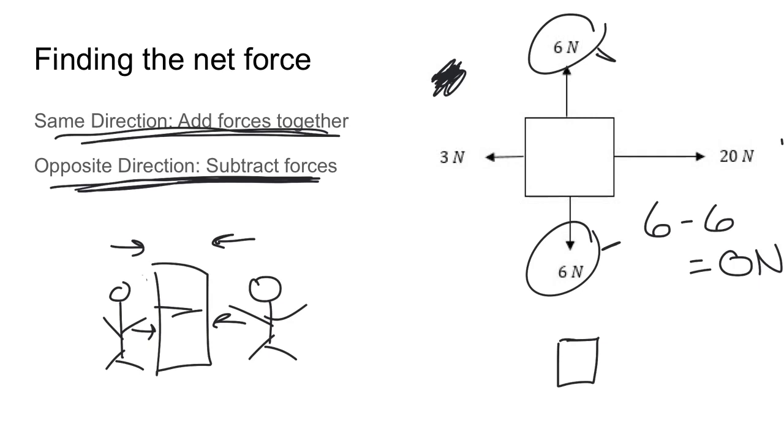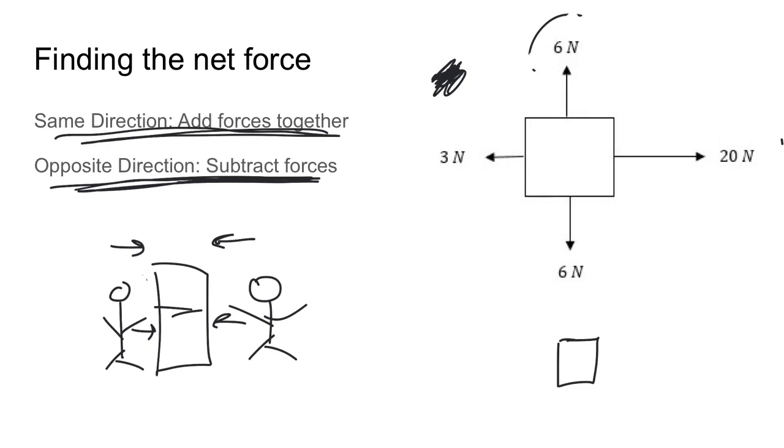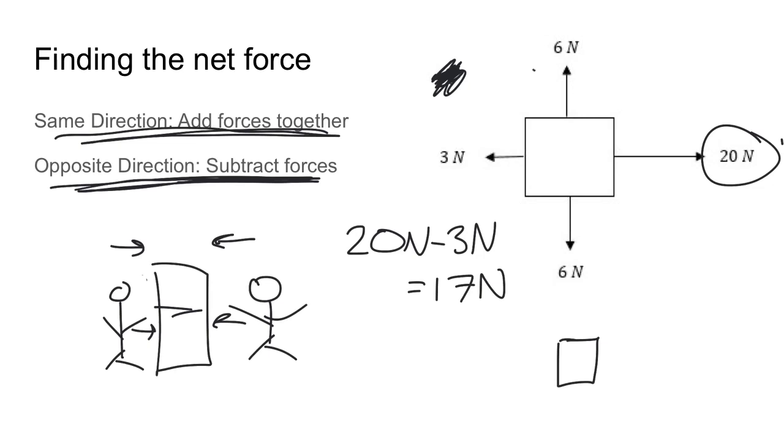Now, if I'm looking at my right and left forces, those two are different from the vertical ones, and those two are going to interact with each other, but they're not going to interact with the vertical forces. So if I look at my leftward force, I have 3 newtons acting to the left, and I have 20 newtons acting to the right. How I would find my net force here is I would take 20 newtons minus 3 newtons, and I get 17 newtons. That's going to be my net force, and I'm going to draw that in the direction of the bigger force, this one right here.